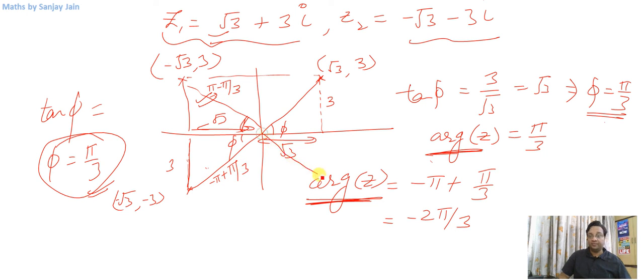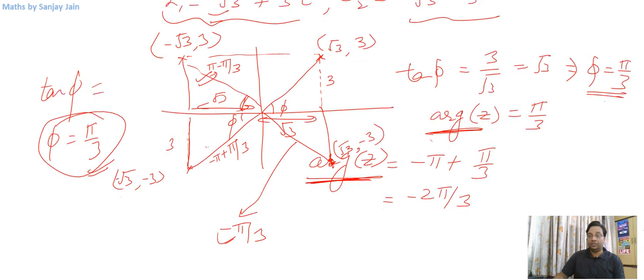And if it is in the fourth quadrant, then it will have principal value of argument as minus pi by 3. When I say it is in the fourth quadrant, I am referring to root 3 comma minus 3, right? So this will have argument minus pi by 3.